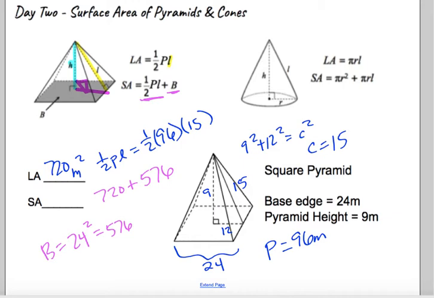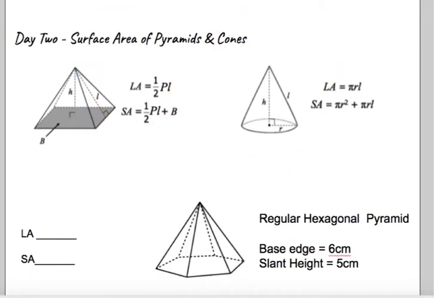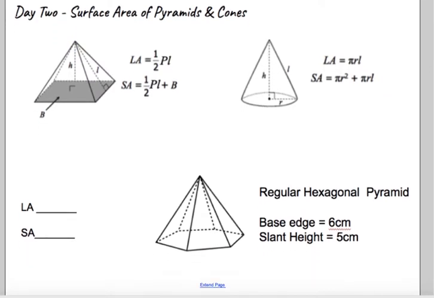So if we have 720 and we add 576 to it, we get 1296 meters squared for our surface area of that pyramid. Our next one, we have a hexagonal pyramid. And so the base is a regular hexagon. They gave us the slant height and the base edge.